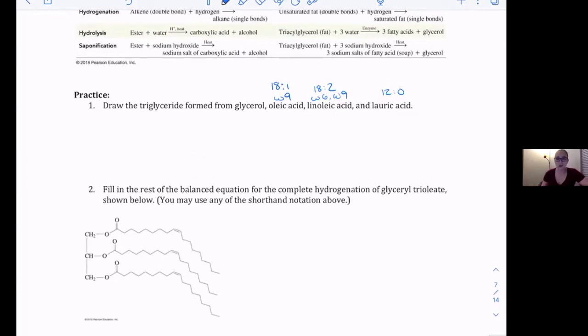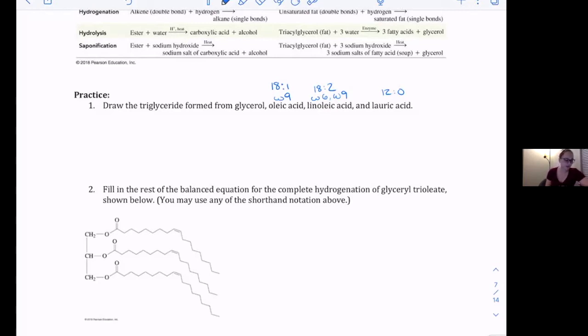I hopefully will remember to, on your exam, make sure you have access to either the charts, or I will just give you these numbers like I did my little cheats above. So we have our 18-1, that means it's 18 carbons and 1 double bond. That double bond is at the omega-9 position for oleic acid, or linoleic acid is 18-2 with omega-6 and omega-9, and then lauric acid is 12-0.